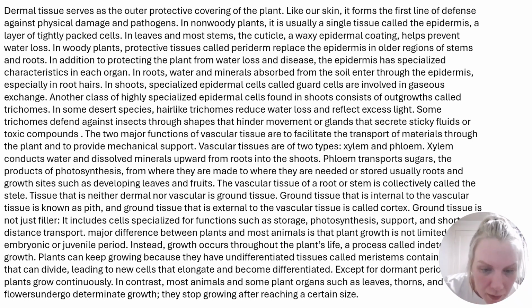A major difference between plants and most animals is that the plant is not limited to the embryonic or juvenile period. Instead, growth occurs throughout the plant's life. Plants can keep growing because they have undifferentiated tissues called meristems, which can divide, leading to new cells that elongate and become differentiated. Except for dormant periods, plants can grow continuously.